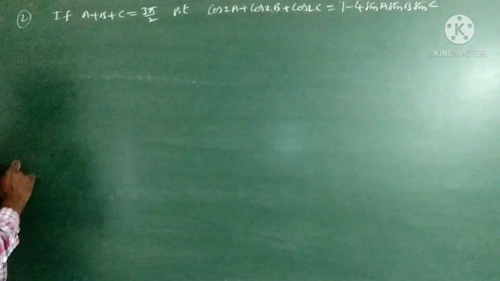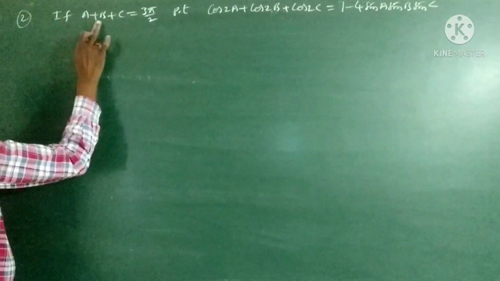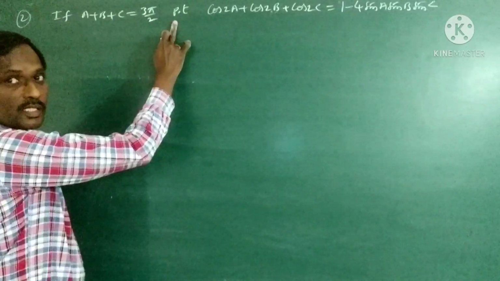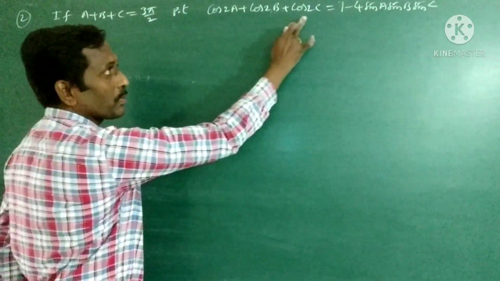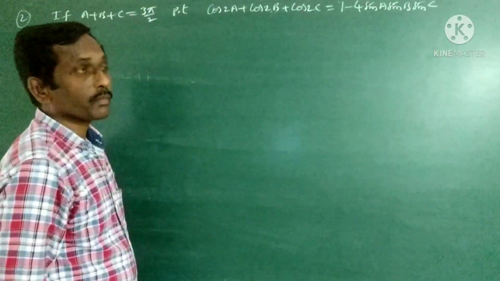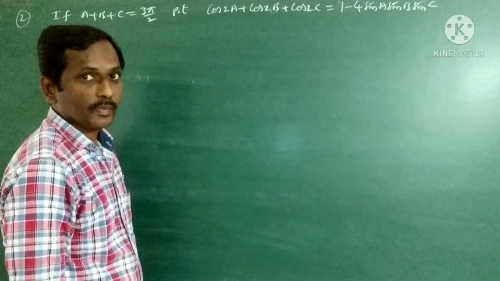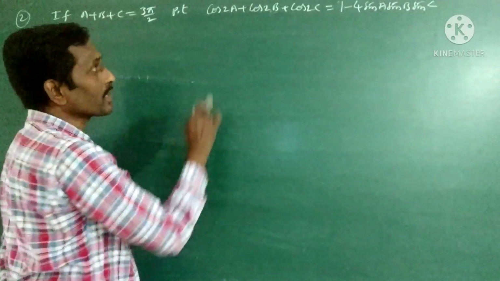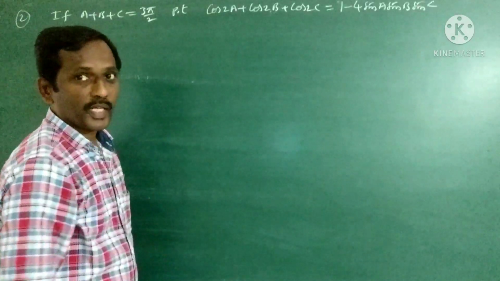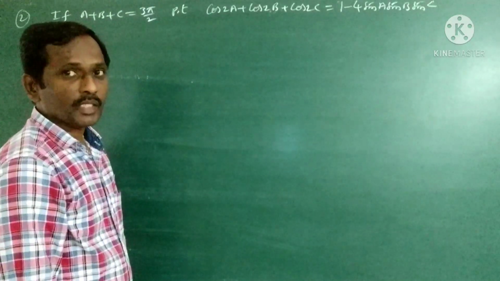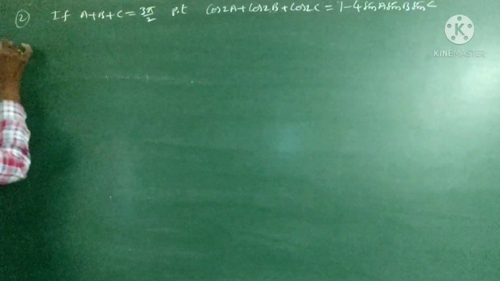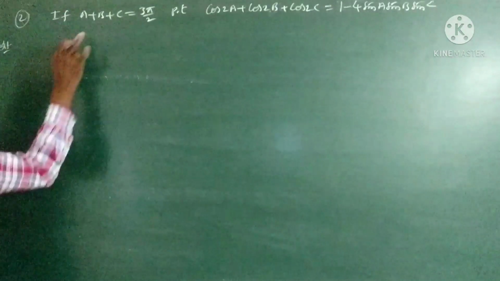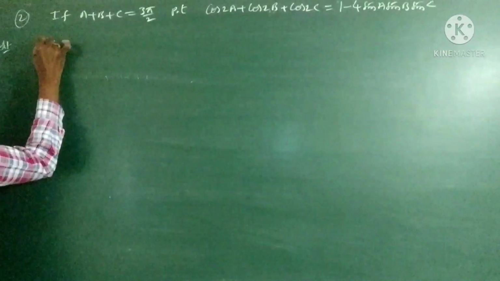The next problem. If a plus b plus c is the value 3 pi by 2, then prove that the result cos 2a plus cos 2b plus cos 2c equals 1 minus 4 sin a sin b sin c. The answer solution. So the previous problem is the same, but here we have 2 times an angle. So again we have to follow the same procedure. So I am going to write the solution of the problem, taking the LHS of the problem.